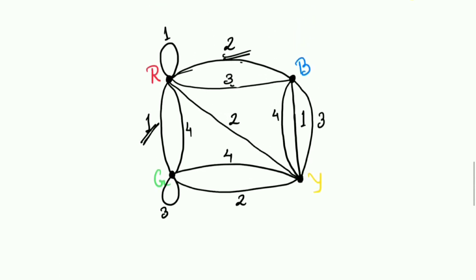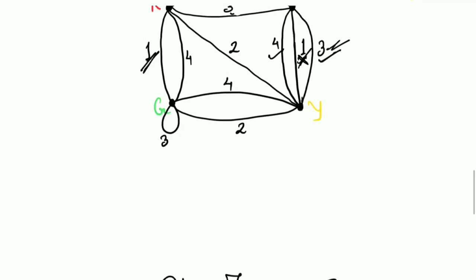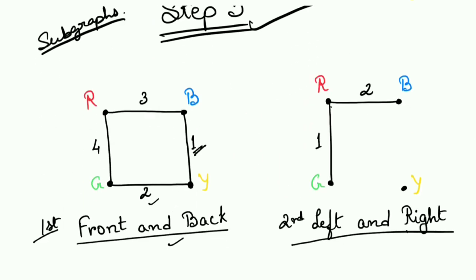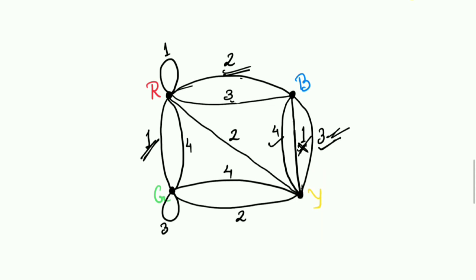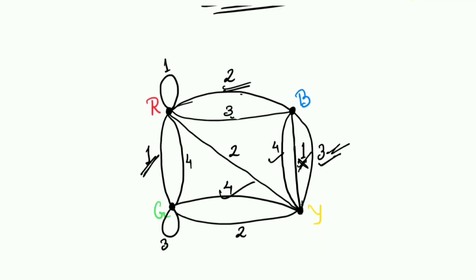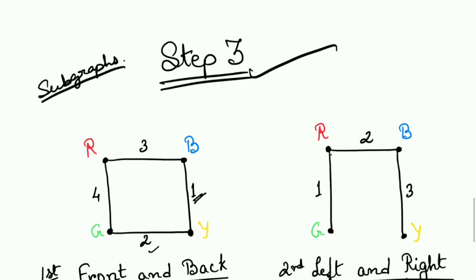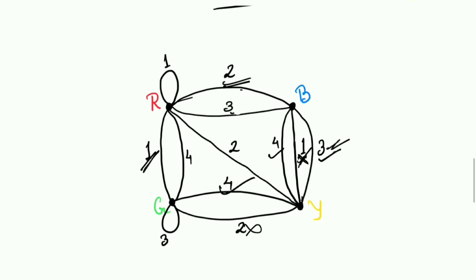For blue and yellow, we can't consider 1 because we have already considered 1. We can consider both 3 and 4, but let us go serially, okay? So we'll take 3. We can also take 4, but again for green and yellow we don't have the 3 option. We don't have the option of edge 3 from cube 3. So we will take blue and yellow for 3, and for green and yellow we will take edge 4. So in this way the next subgraph is also completed for the pair left and right.